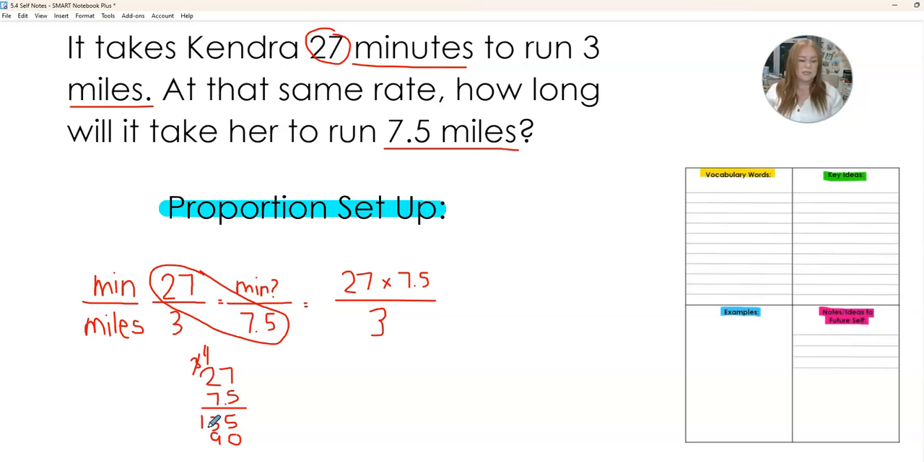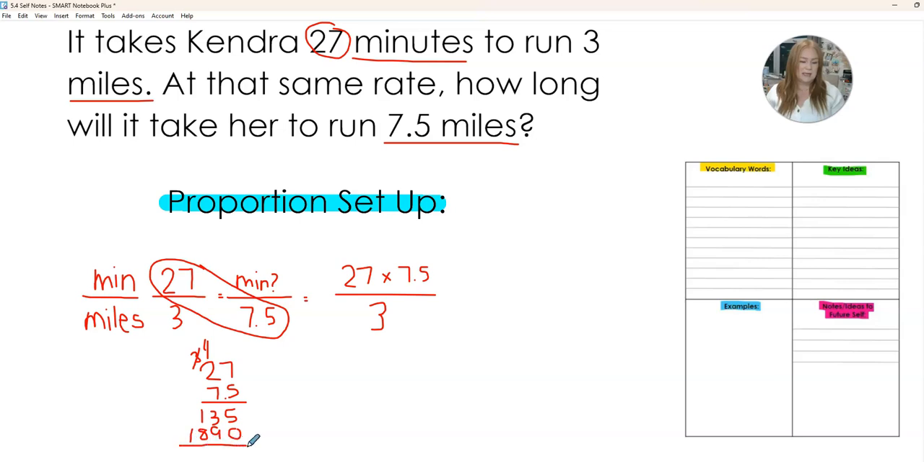7 times 2 is 14 plus 4 is 18. And then we're adding those up to find the sum. So we have 5, 12, 10, and 2. But we have one decimal place, so we really have 202.5. But it did not take her 202 minutes.